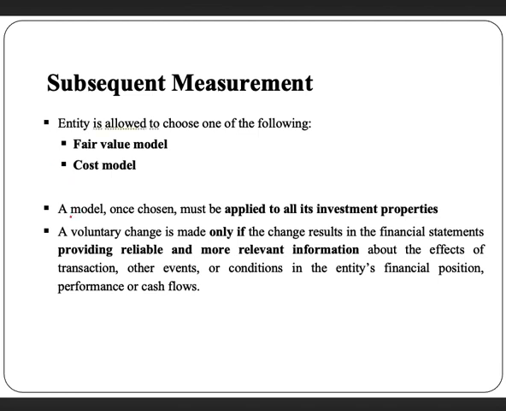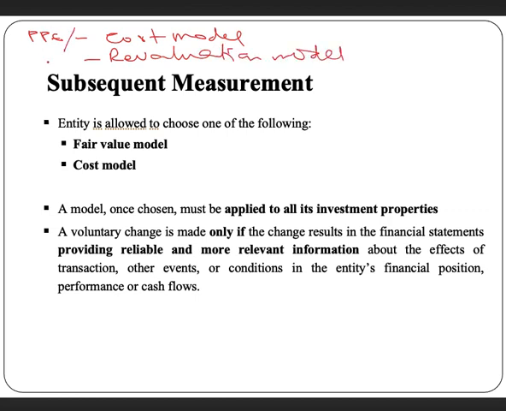Now, this is the subsequent measurement. For PPE, the subsequent measurement would be the cost model or the revaluation model. That is for PPE, and also IA. But for IP, the cost model is the same, but the other one we call the fair value model.